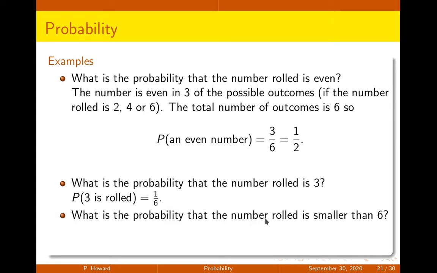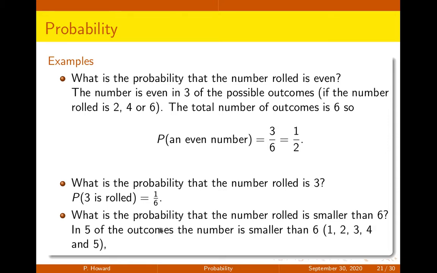What's the probability that the number rolled is smaller than 6? As we saw, you roll a number smaller than 6 in 5 of the 6 possible outcomes. The probability of rolling a number smaller than 6 is 5/6.